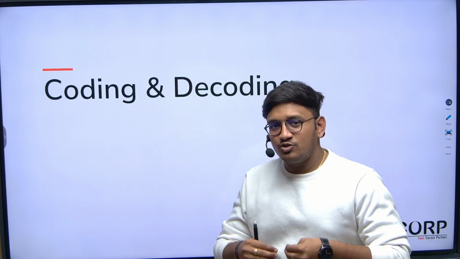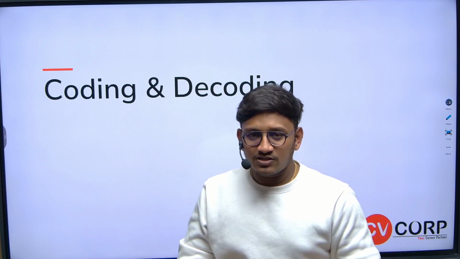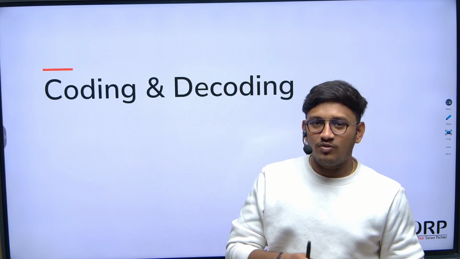Let's say if I ask you what's the place value of K, you should say it is 11. What's the place value of Q? It is 17. What's the place value of W? It is 23.